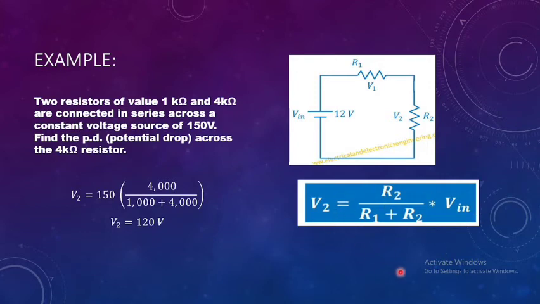So, by using the formula, we have 150 times 4,000 ohms divided by 1,000 ohms plus 4,000 ohms. So, the voltage across the V2 is we have 120 volts.